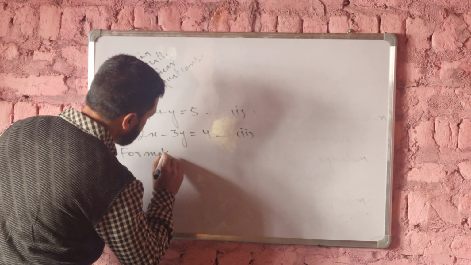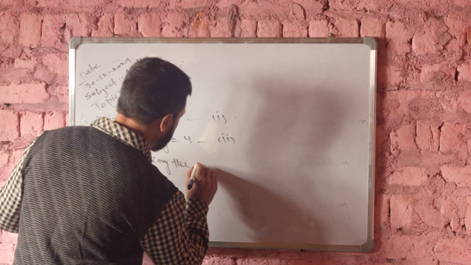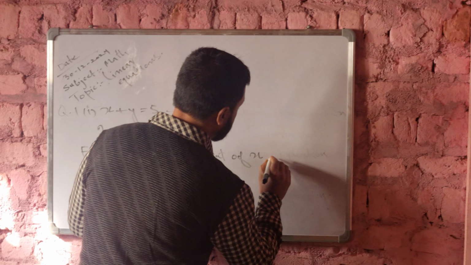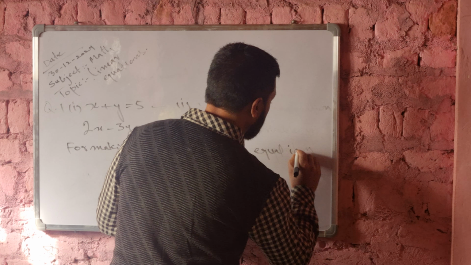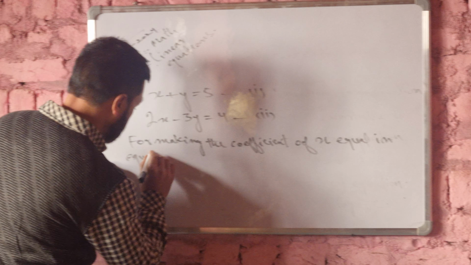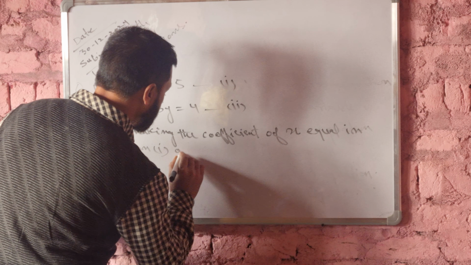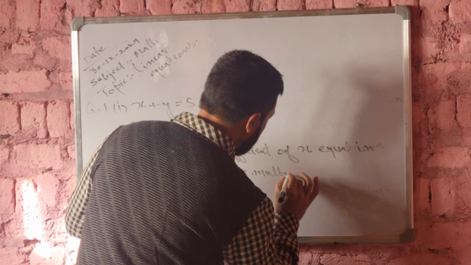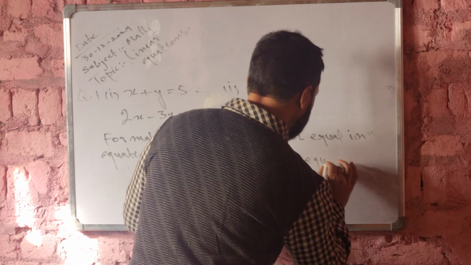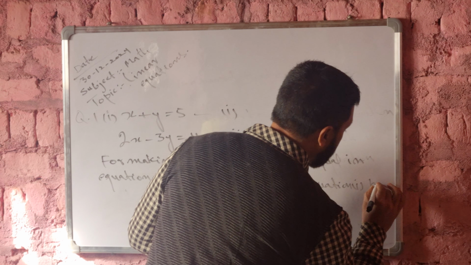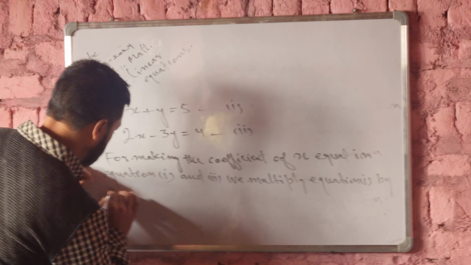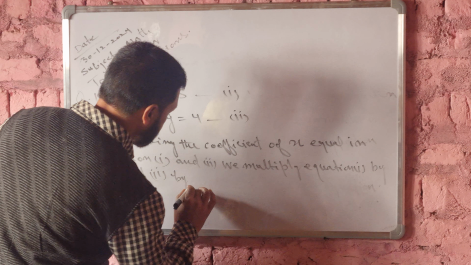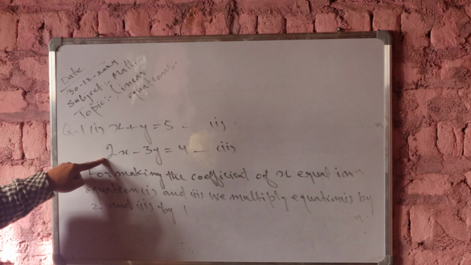So we write here: for making the coefficient of x equal in the first and second equations, we multiply the first equation by 2 and the second by 1. Okay, listen to me and look at the board.